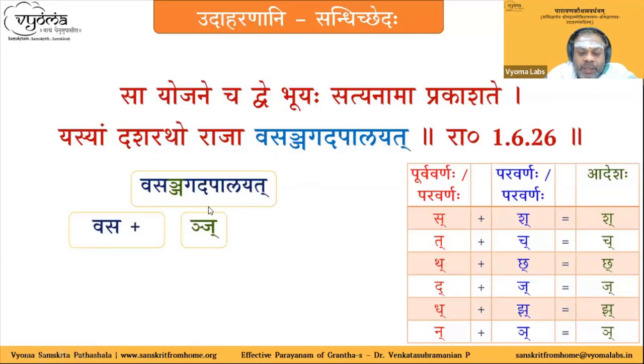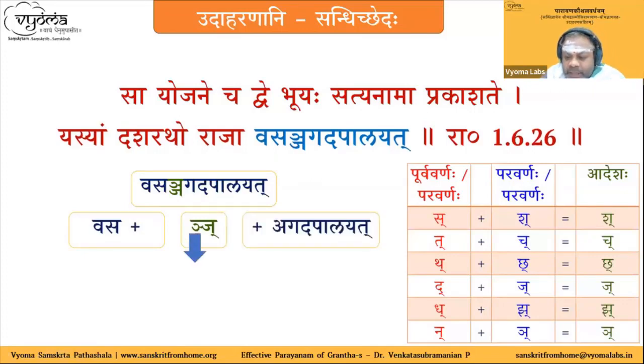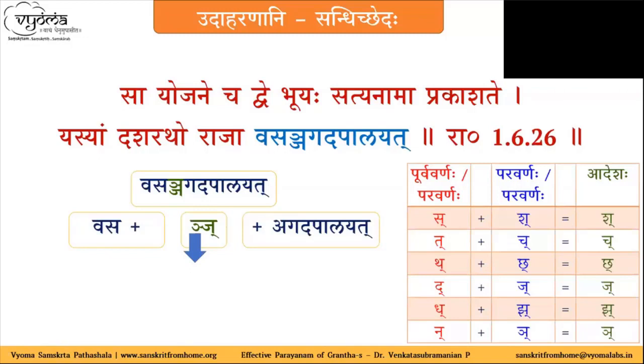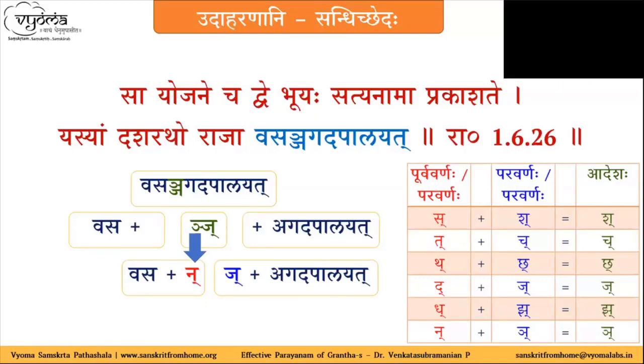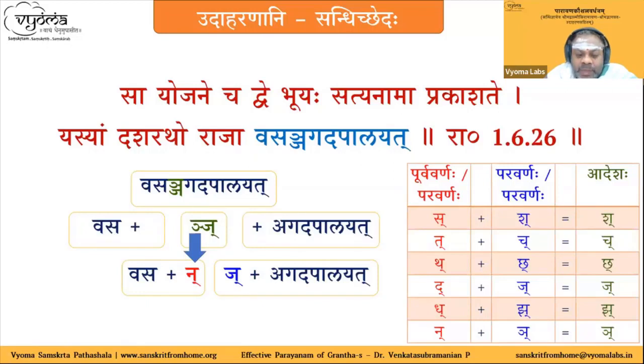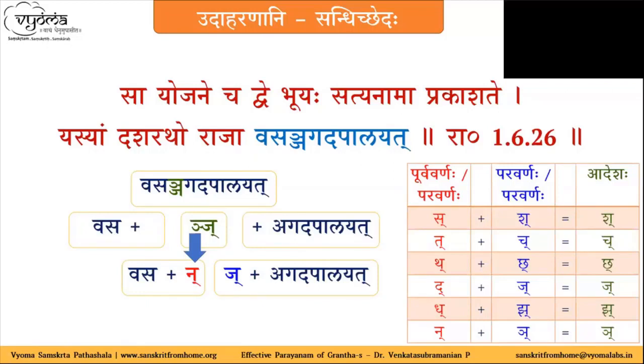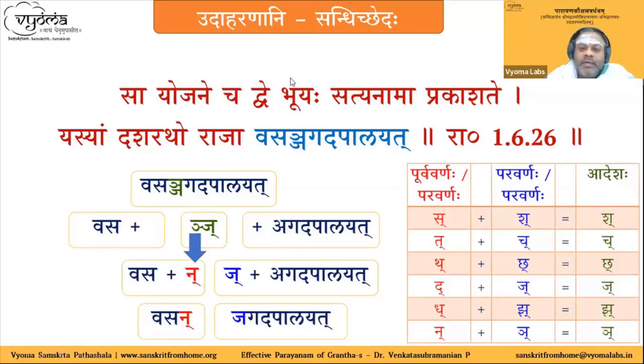So the potential place. So this nyakara, which is the result. Now what should be the sthani for that nyakara? Nakara. So nakara becomes nyakara, and the jakara is there only, as it is. So what is the split now? Vasan plus Jagada Palayat. Excellent, Maurya. Dhanyavada. Uttamam.